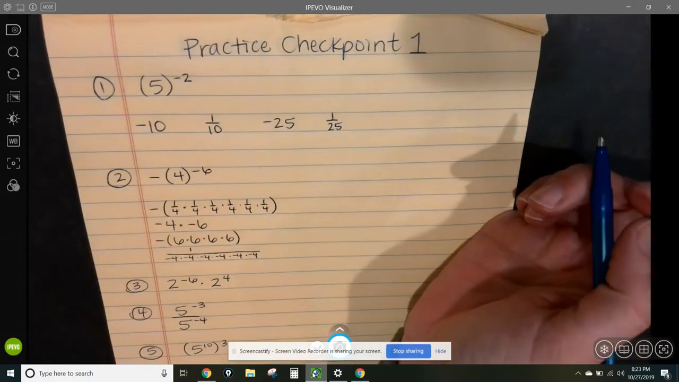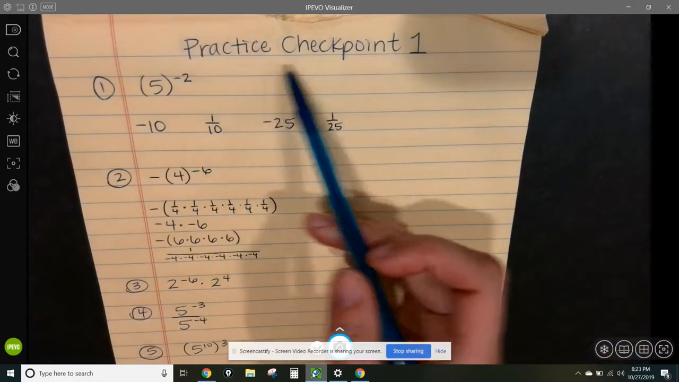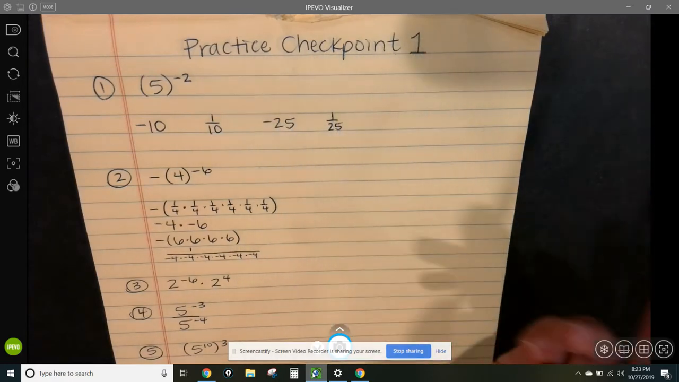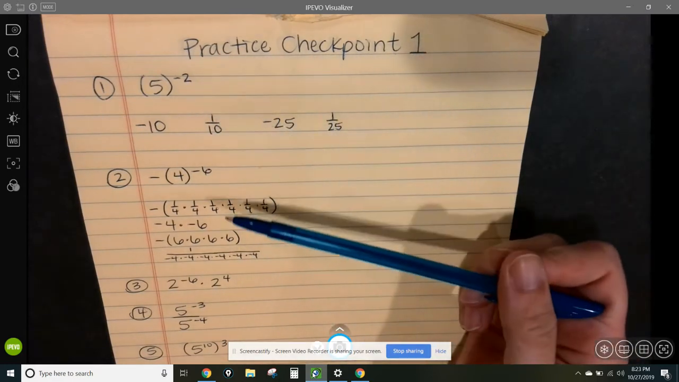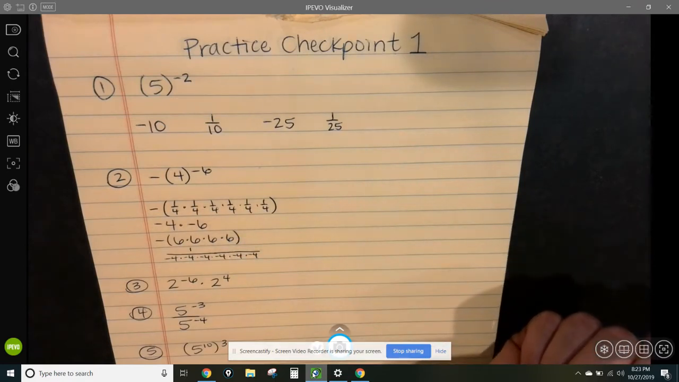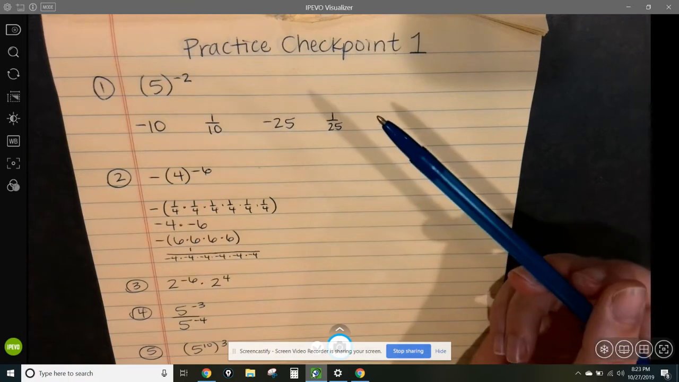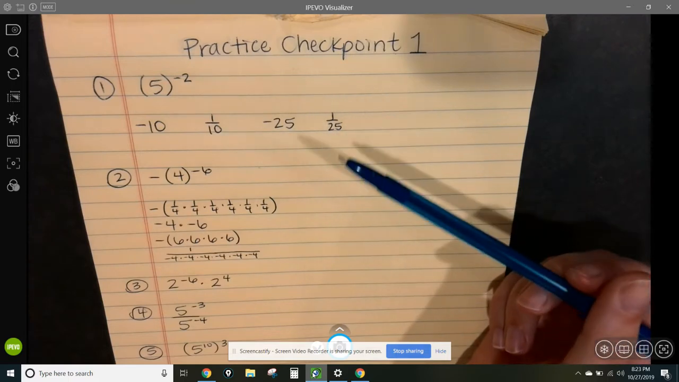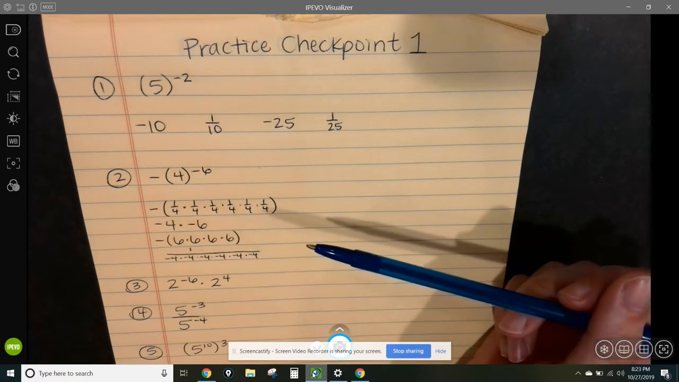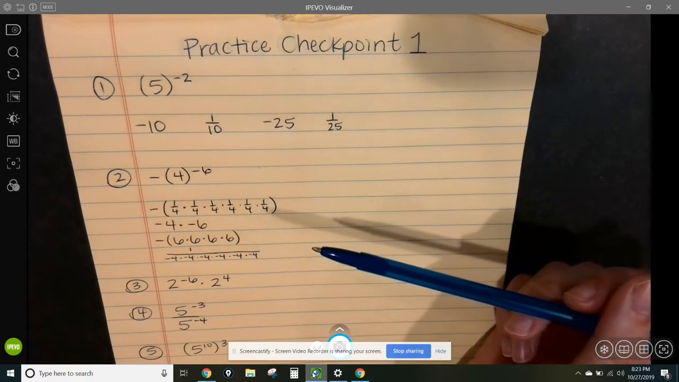Hey guys, I'm making this video as a practice before you take your first checkpoint. So I'm calling it practice checkpoint 1. These 7 problems are very similar to the 7 problems that you will see on your first checkpoint. So what I would suggest you do is get out a piece of paper, write down these problems and do them along with me. And then you can use this when you do your actual checkpoint for a grade.